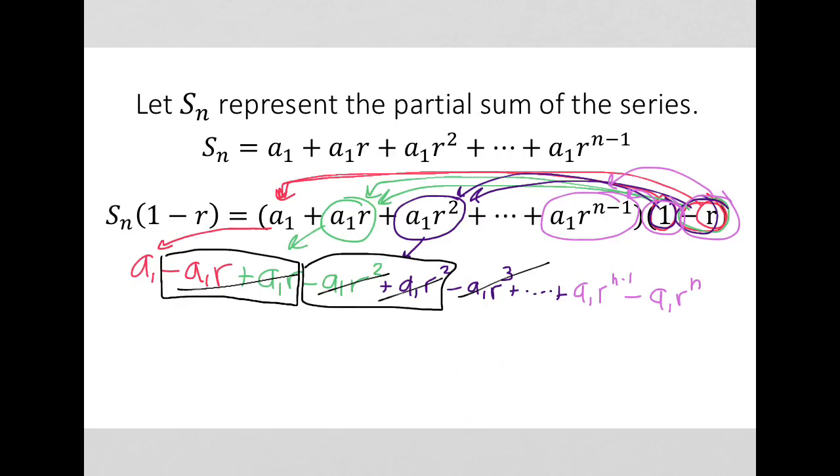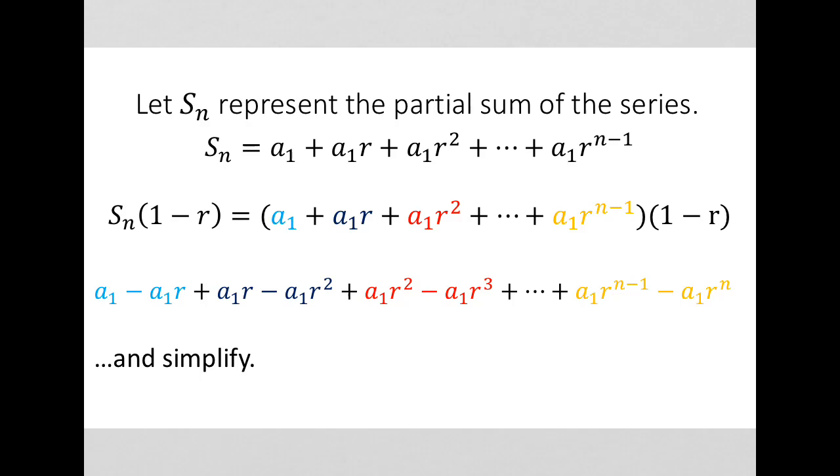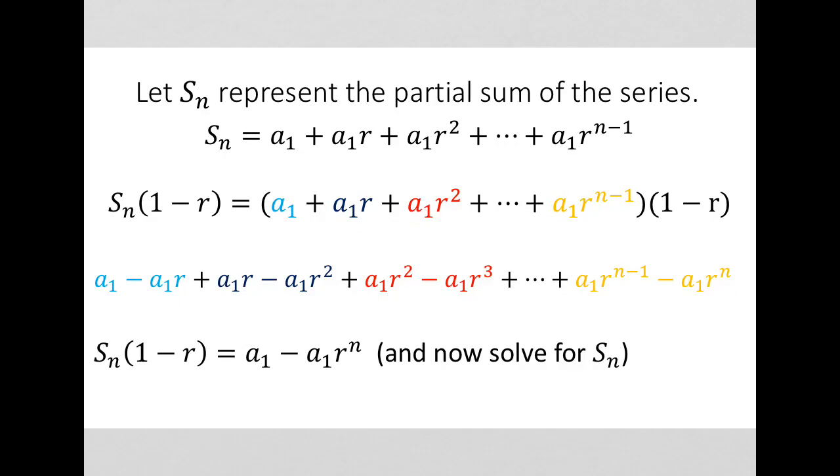And if I had listed the n minus first term there, I'd get a negative a sub 1 r to the n minus 1, so that would be gone. And so the only thing that will remain is that first term a sub 1 and that last term negative a sub 1 times r to the power of n. So that's the only thing that is left. And so, canceling all that out and simplifying it, we end up with this.